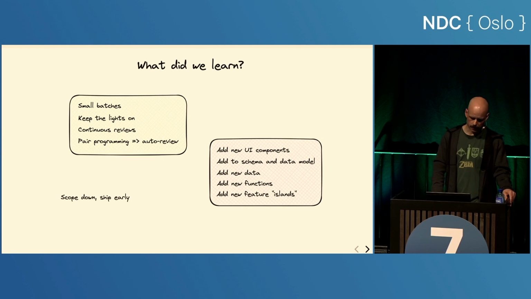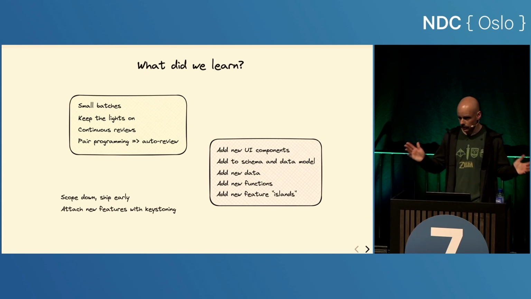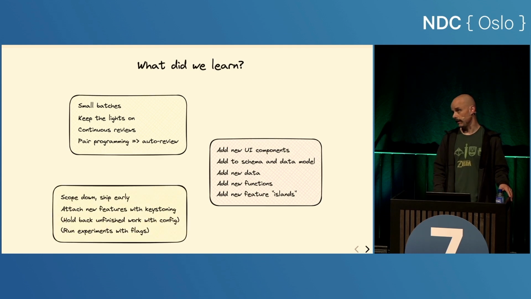And then finally, we saw several examples of scoping down and shipping early. Use keystoning to attach features, and then I didn't show this, just told you, but you can use configuration and feature flags if you need to run broader experiments than I did. But typically, in my case at least for the past 10 to 15 years, keystoning has solved 95% of my problems. 95%.